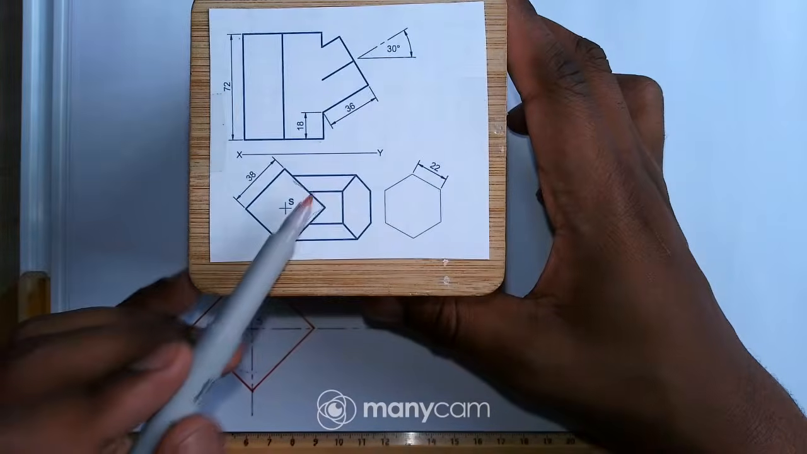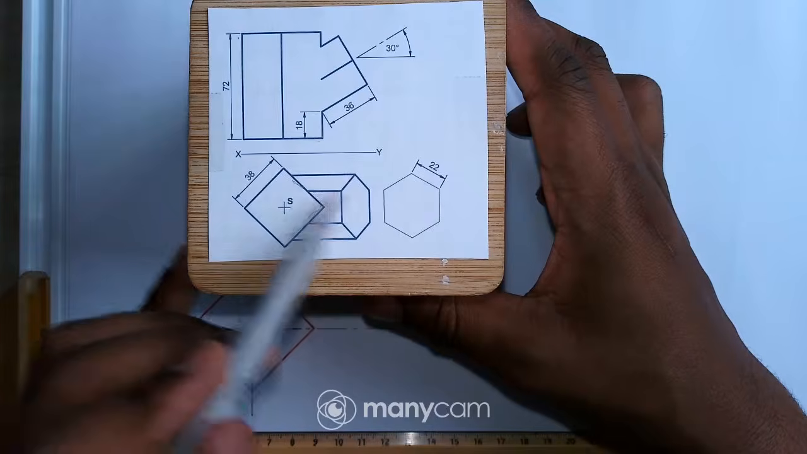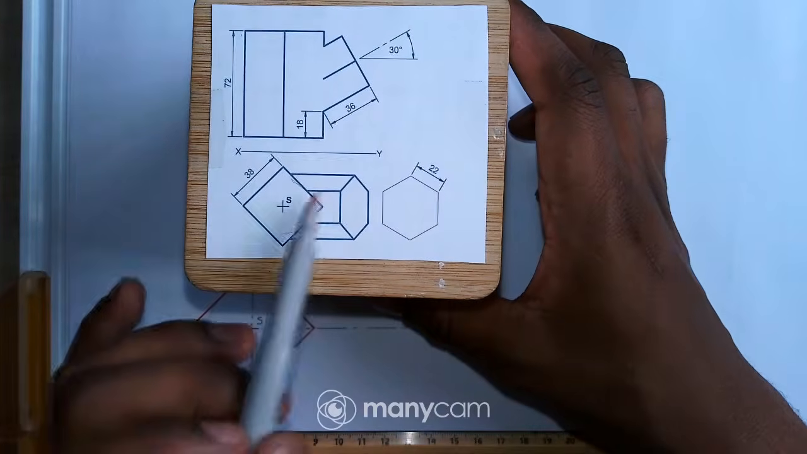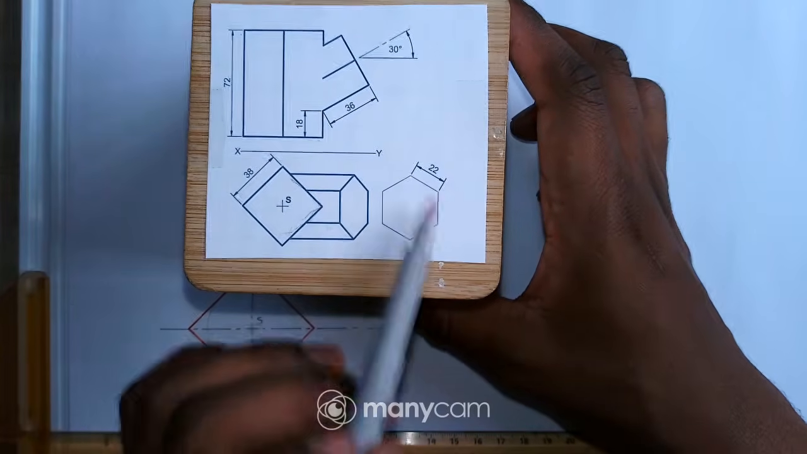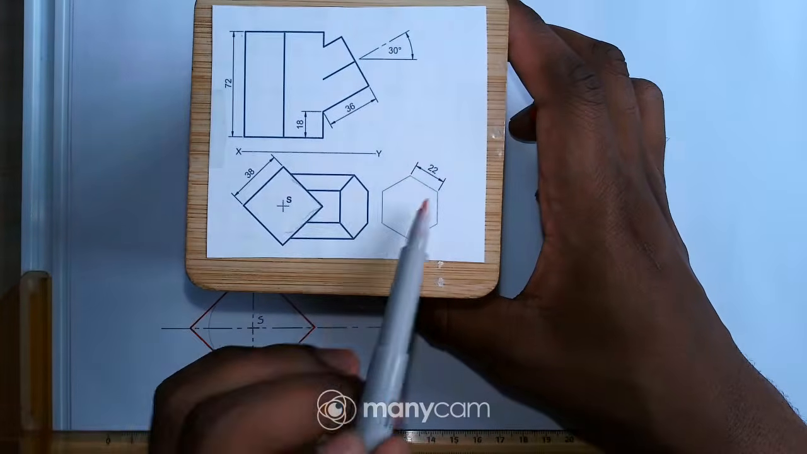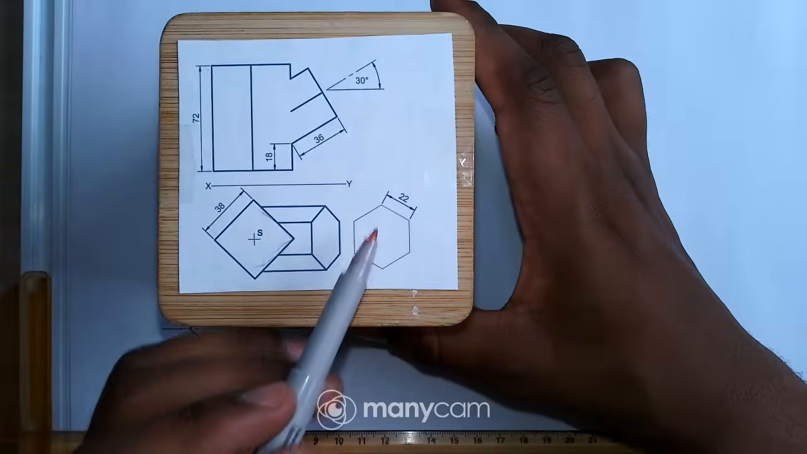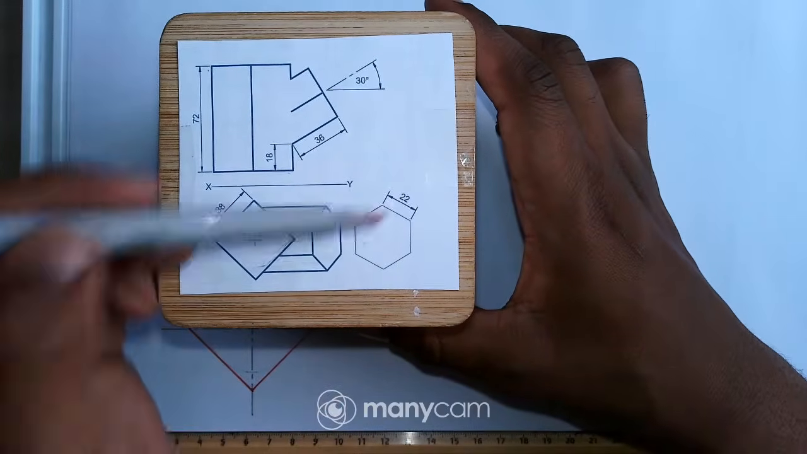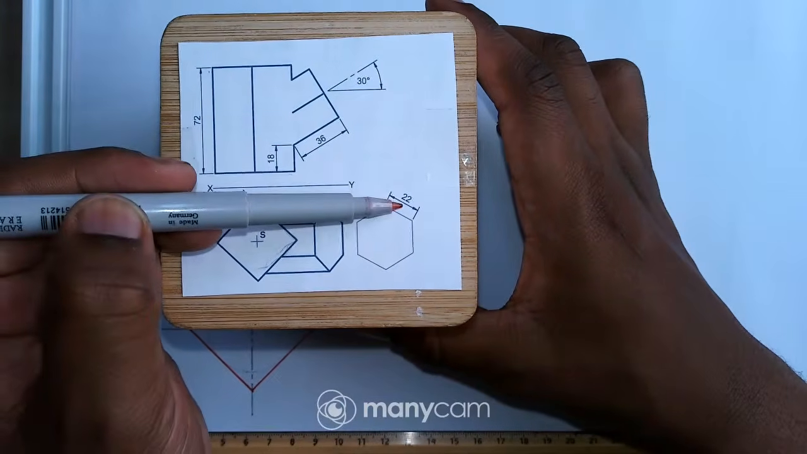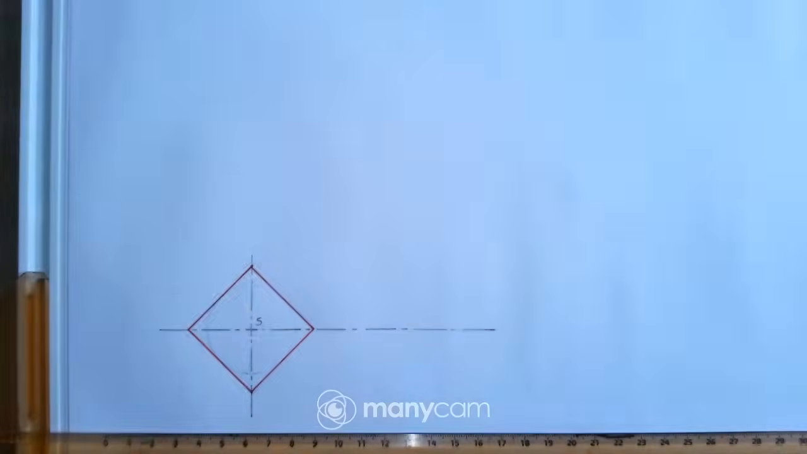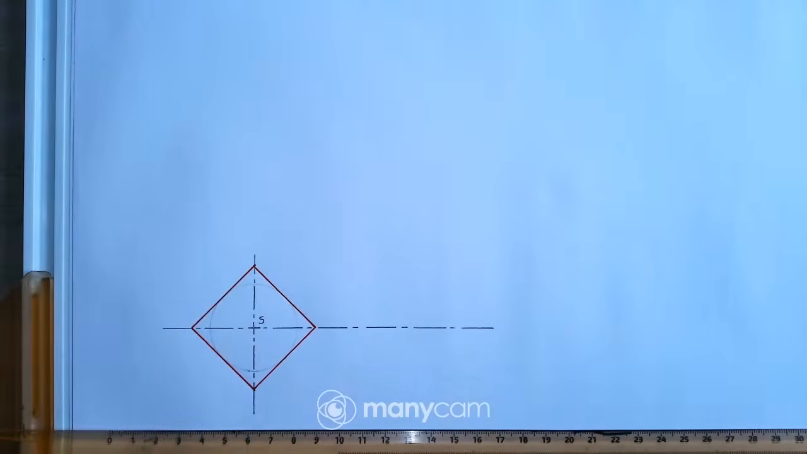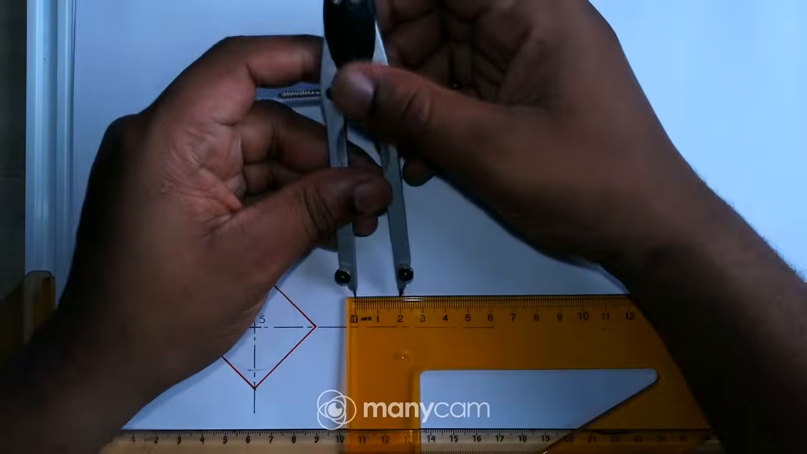So now I'll have to draw this part, right? The branch part. But before that, I have to draw the auxiliary view so that I can just project all the points to my top view, right? So we are given that the sides of the hexagon is 22. So I'll measure the 22 on my compass and I'll draw a circle. Right, so 22 is right there.